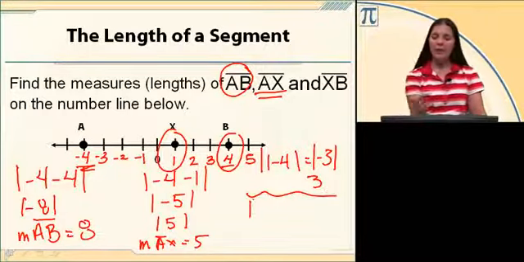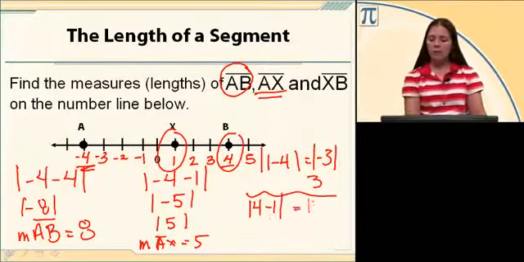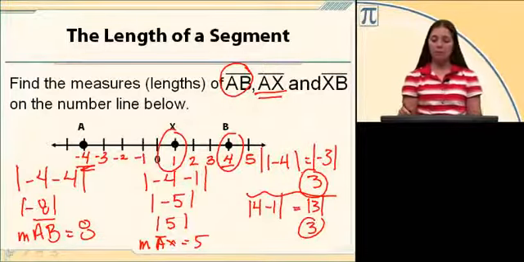If I start with B and go to X, that's saying 4 minus 1. 4 minus 1 is 3. Absolute value of 3? 3. So I got the same answer. It doesn't matter what order I put these in, as long as I'm taking the absolute value of the difference. The most common mistake people make is with that double negative. You want to make sure that you're careful with where you're putting your negatives and that you're subtracting the two numbers.